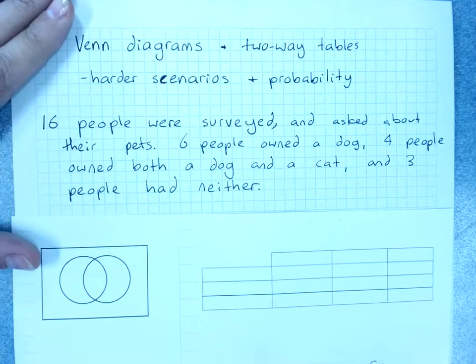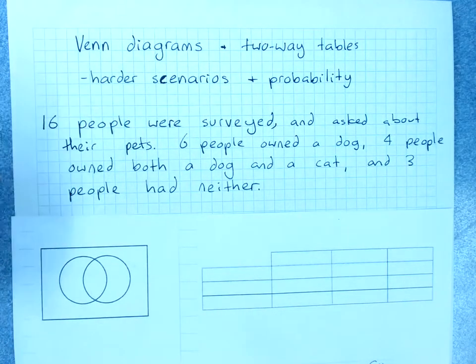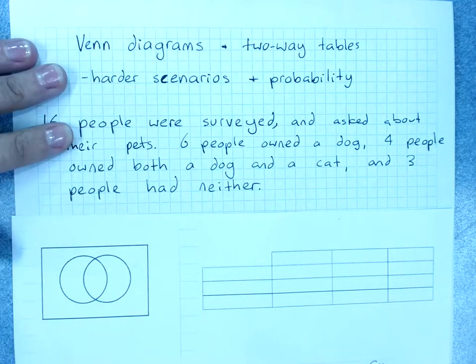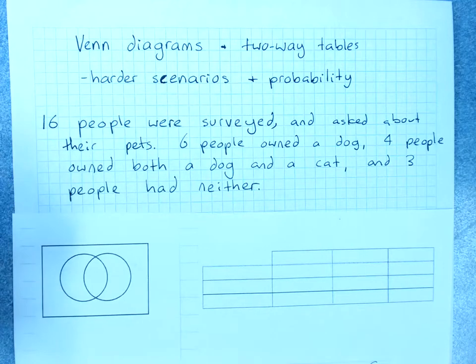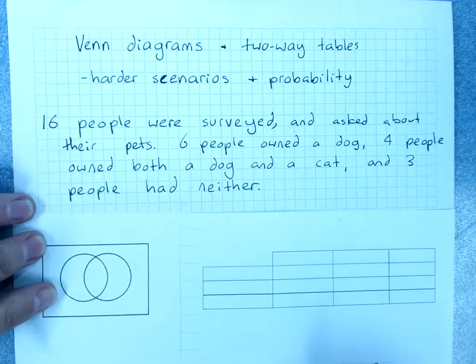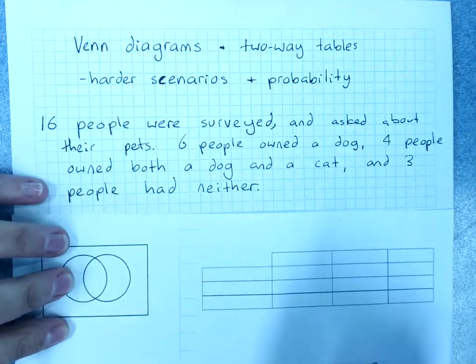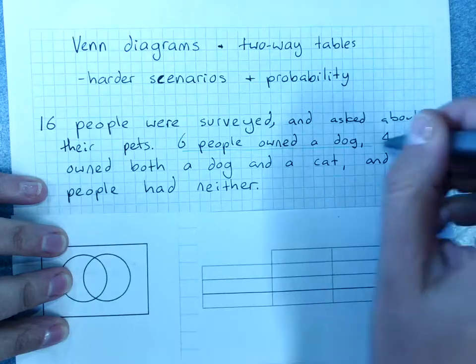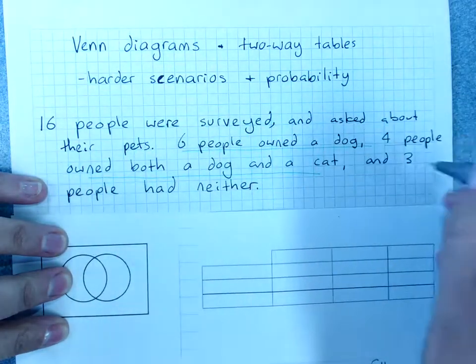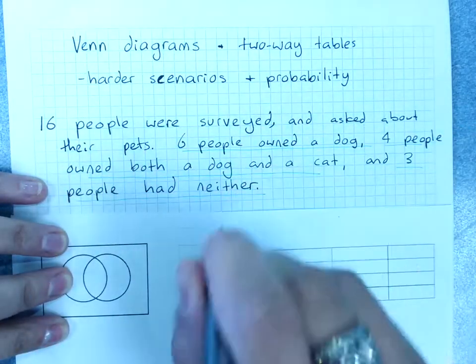Venn diagrams and two-way tables, harder scenarios and probability. 16 people were surveyed and asked about their pets. 6 people owned a dog, 4 people owned both a dog and a cat, and 3 people had neither. So you can see we've got 3 bits of information, and they really can try to trick you.